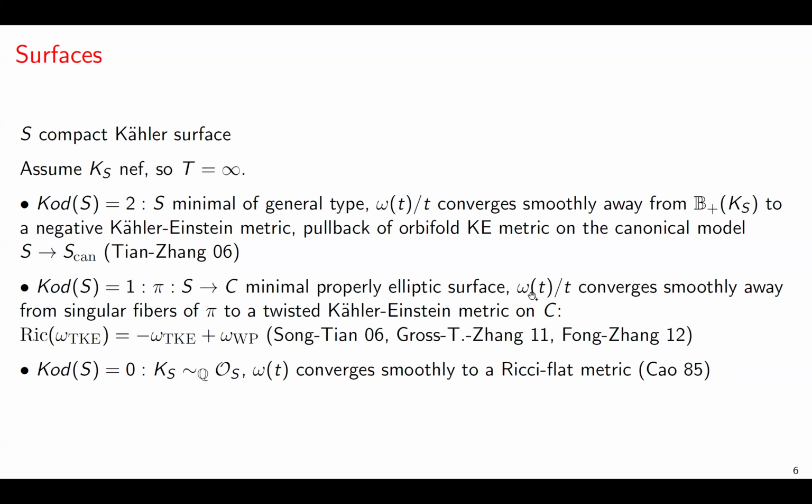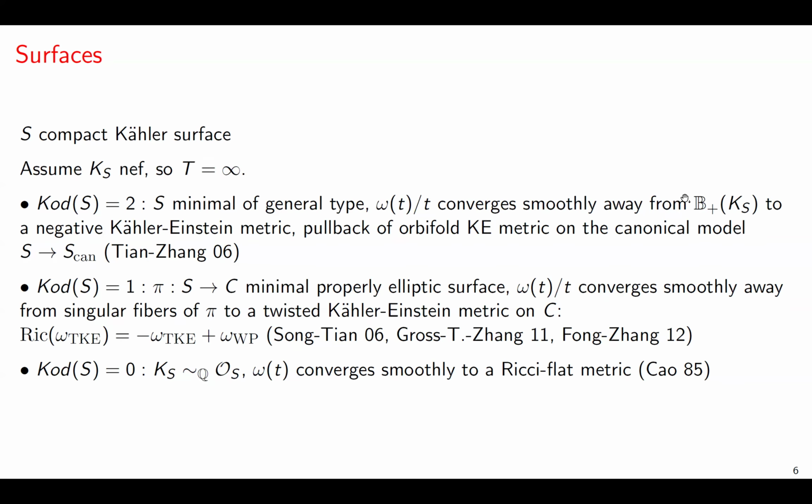And it's again convenient to rescale by t. So omega t, the volume is still growing. If we rescale by t, unfortunately, the volume now collapses. But the cohomology class converges to kx, right? The cohomology class of omega t was omega 0 plus t kx. If you divide by t, it converges to kx.